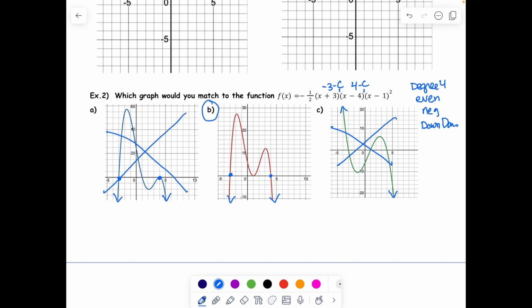So our answer is going to be B, and we could have looked one more place. This is 1, and it would have touched because it has an even multiplicity, and you can see at 1 it touches. So, okay, you guys, I hope this helps.